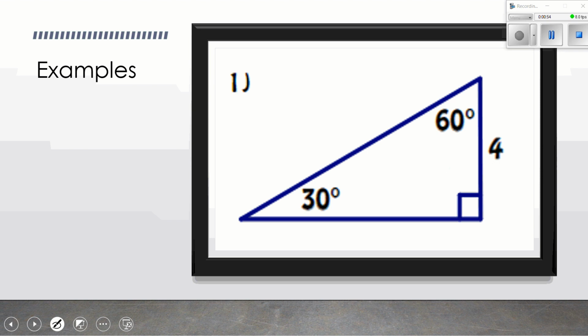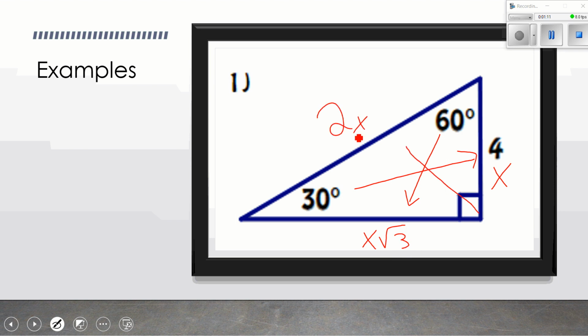So now we get to a problem, and just like with 45, 45, 90s, your first step is going to be to label your pattern. I go across from my 30 and I label it x. I go across from my 60 and I label it x root 3. And I go across from my 90 and I label it 2x.